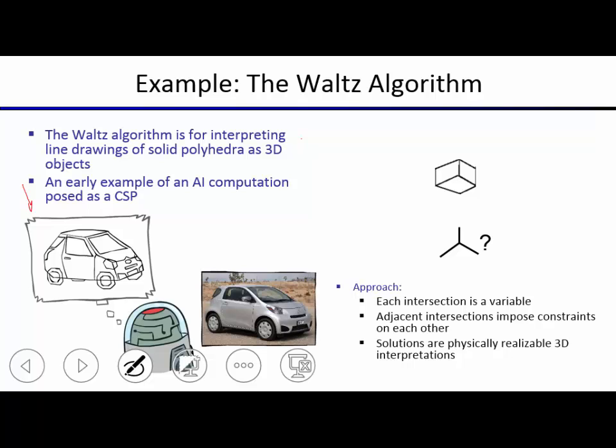And they started studying, can we interpret line drawings? Okay, can we interpret line drawings? So here is part of a line drawing. And you see some kind of corner there. If you stare at it long enough, you might see that corner come toward you or go away from you and flicker back and forth between the two.